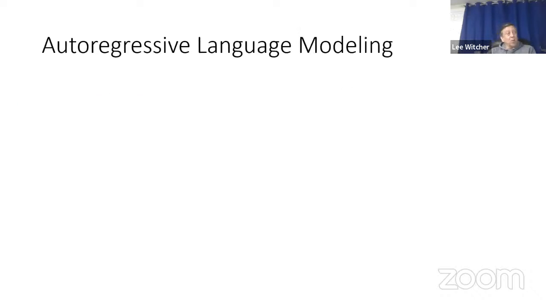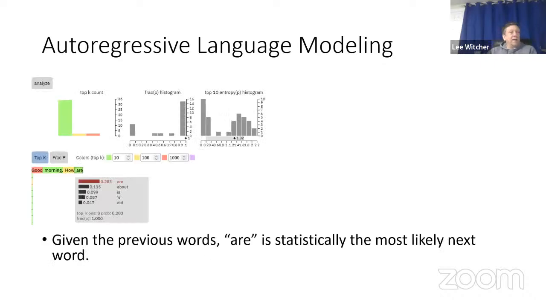So here's how the autoregressive language modeling works. If we have a statement here, good morning, how. If we look at the word are, the word are is the most likely word to come next. Now it could have been how about, how is, how's, how did, and a whole bunch of others in there. But are is statistically the most likely next word.